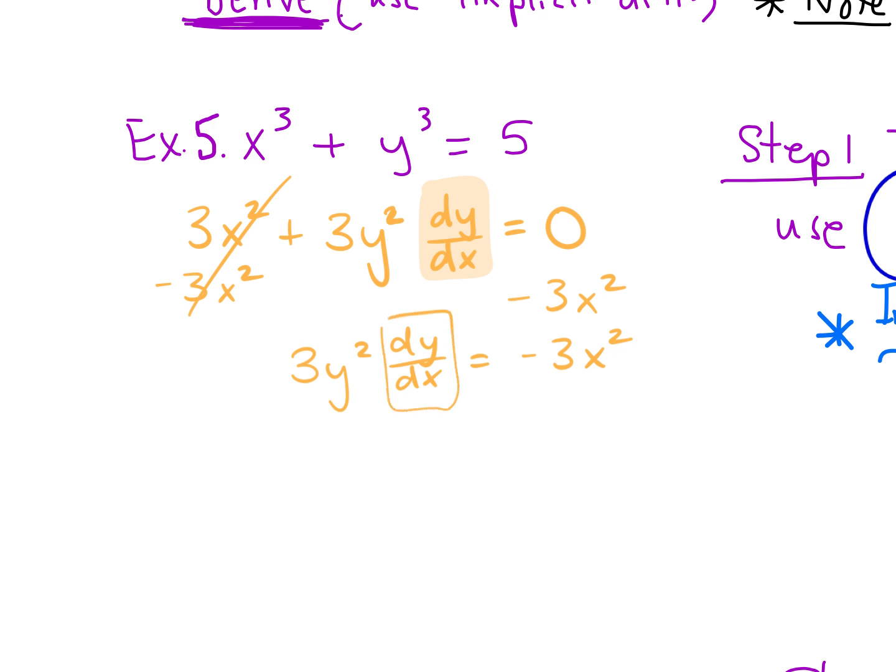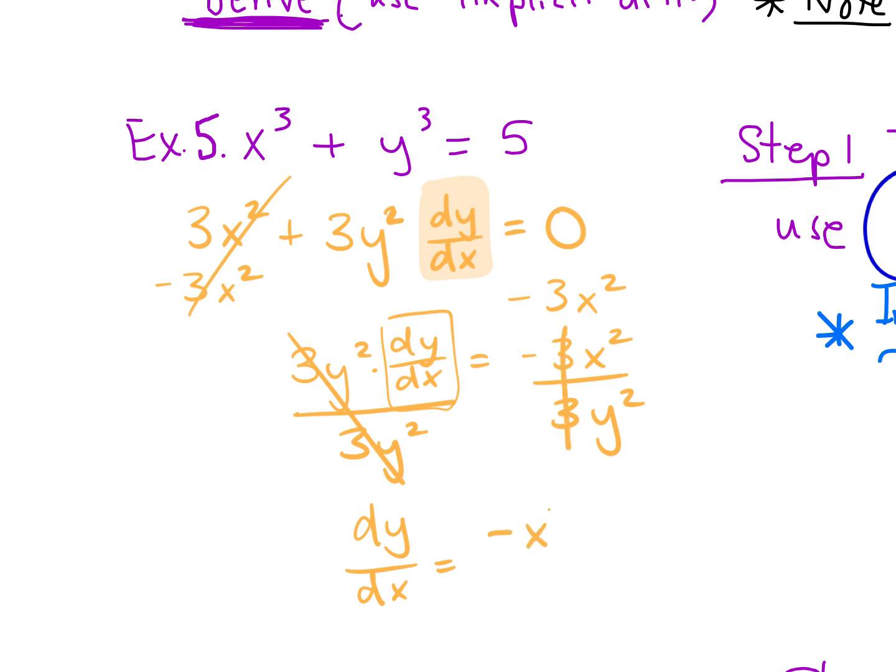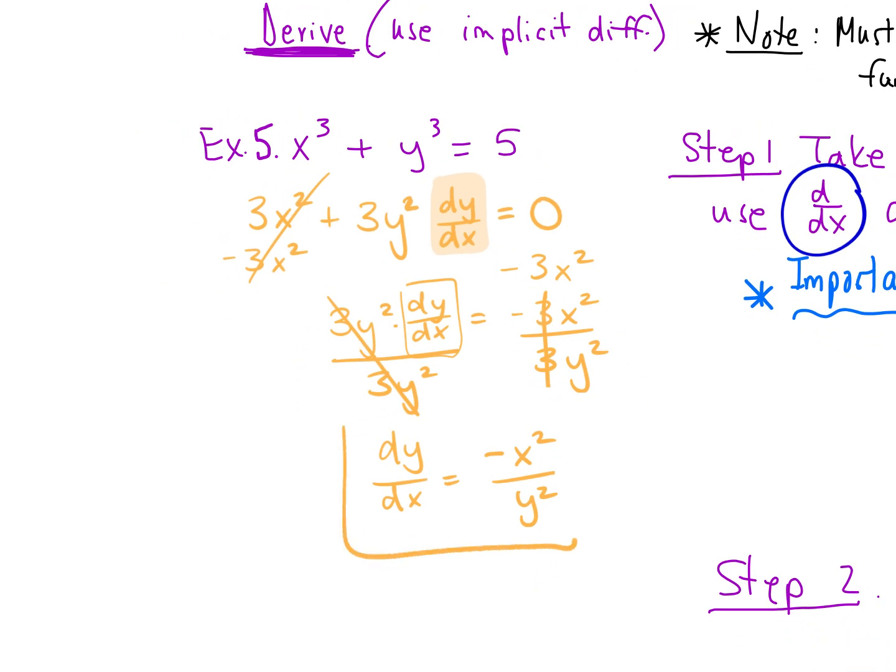So we're going to get that dy dx all by itself. Awesome. It's being multiplied to the 3y squared, so we divide by 3y squared to move it to the other side. So dy dx is equal to, we can simplify a little bit here, the 3's cancel, so that would be negative x squared over y squared. That would be our derivative.